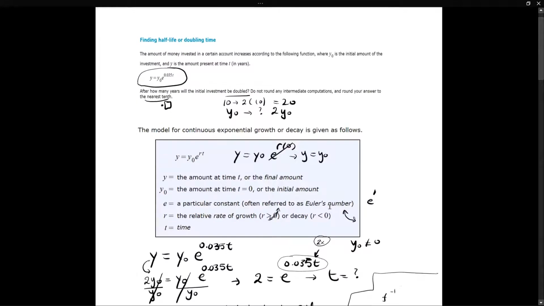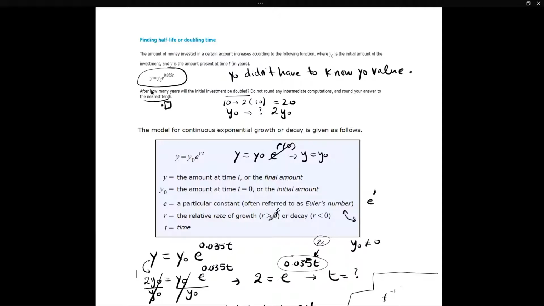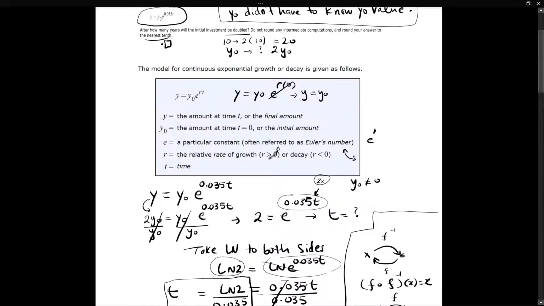All right. So here we didn't have to know the y0 value, right? That's where the confusion sometimes happens, and why this problem looks difficult. You'd be like, you're asking me for the time it takes for something to double, but you didn't tell me how much it was in the first place, right? So that's where the difficulty is. But the trick here is to use that relationship when it doubles.